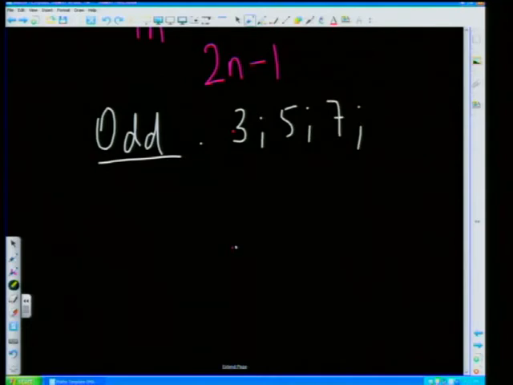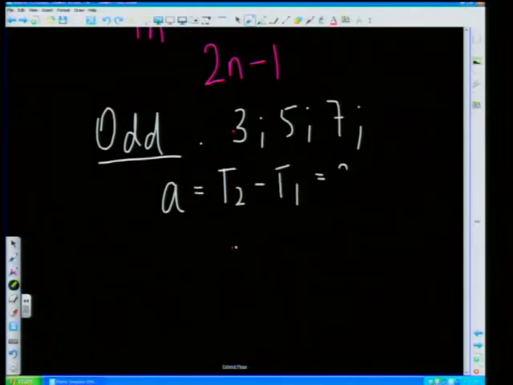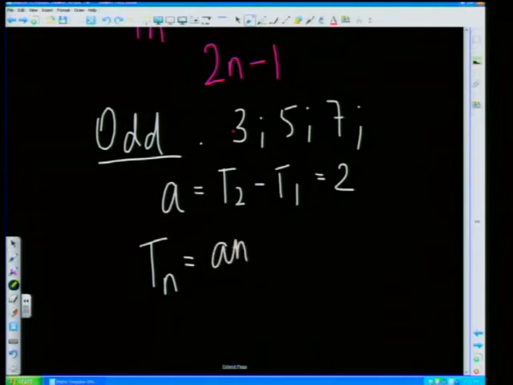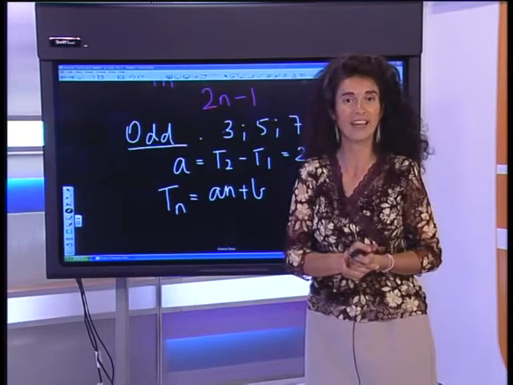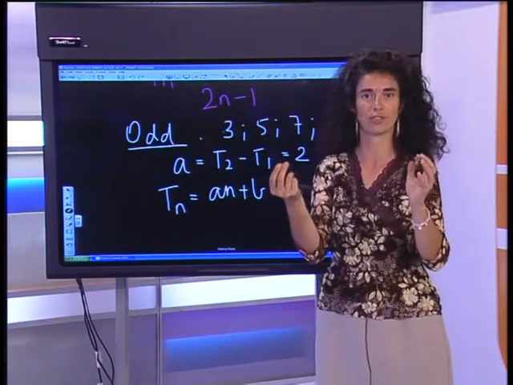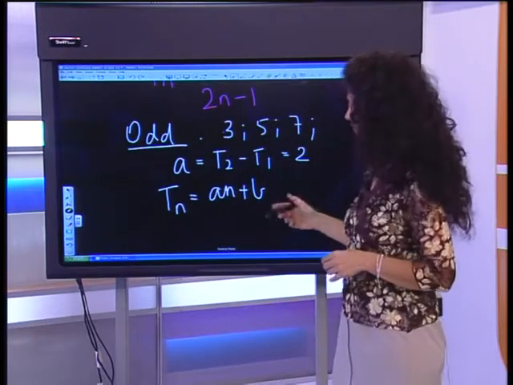We learned that to get Tn, the a value is always T2 minus T1, which in this case, it's again 5 minus 3 is 2. So our general term Tn is going to be an plus b. And a number of you are going to be asking, is it always an plus b? Yes, because the linear always has a coefficient and a constant. Coefficient is a and the constant is b. So yes, it's always going to be that.